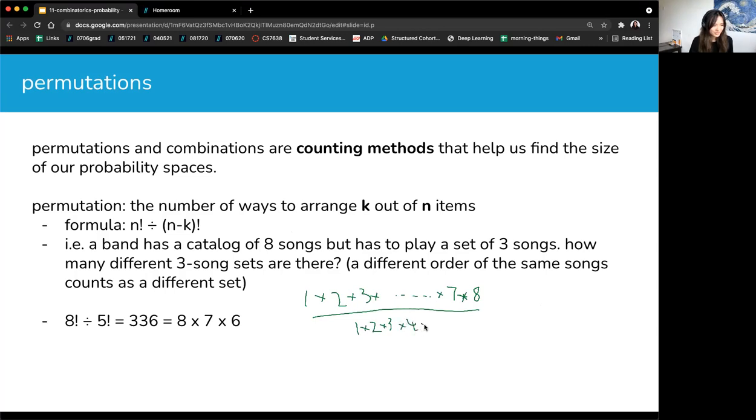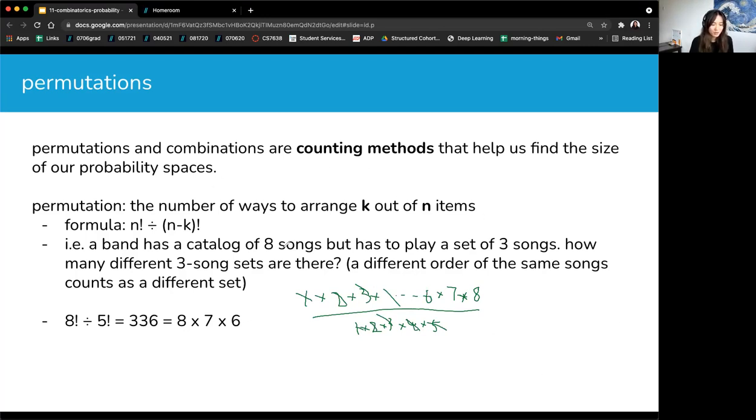Times 4 times 5. If you remember high school math, if you have a fraction that looks like this, you can actually cancel out numbers. So how you can simplify this a little bit is you can cancel the 1, cancel the 2, cancel the 3, cancel 4, and cancel the 5. And then here you'll end up with 6, 7, 8. So that's another way to think about it.